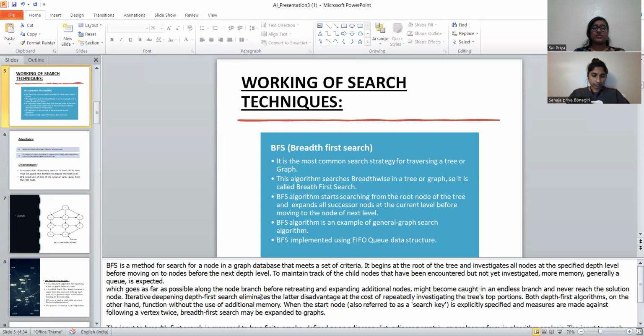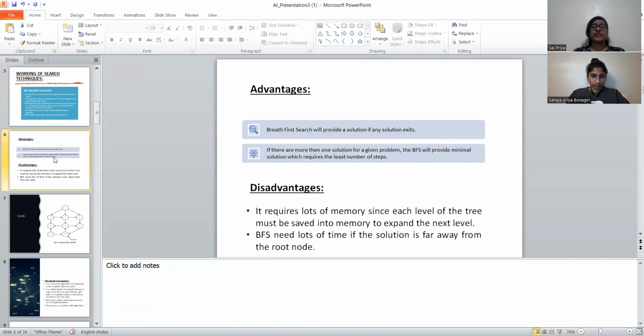And this is used for depth first search, and this technique uses more memory. Coming to the advantages and disadvantages of BFS: if any solution exists, BFS will find it, and if a given problem requires a minimal solution with a large number of steps, it works. Coming to the disadvantages, it uses more memory and has more complexity compared to DFS.